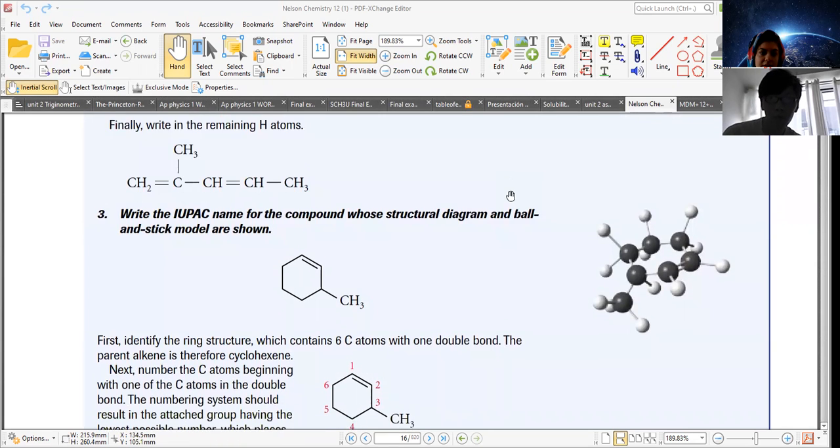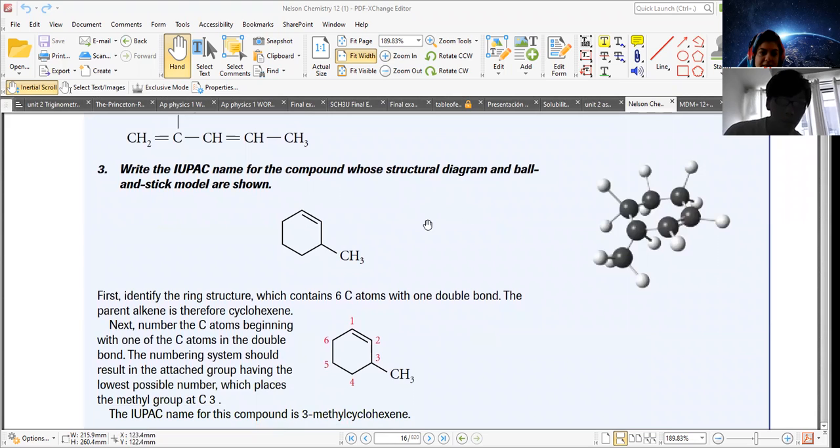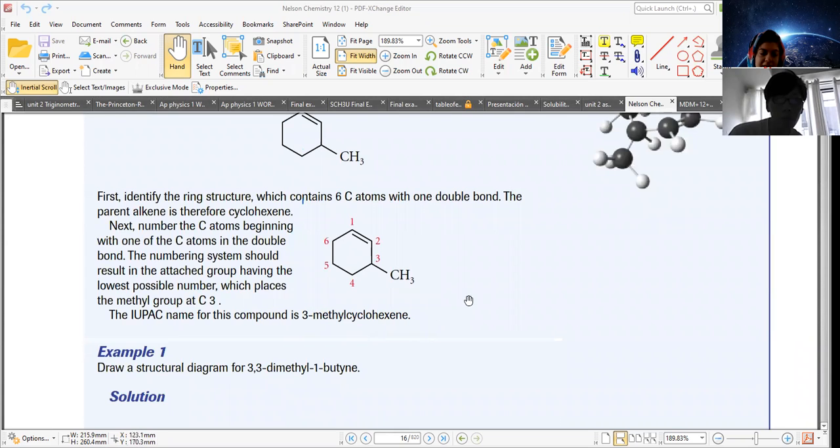Okay. This is, write the IUPAC name. Since we have a double bond, it's an alkene, but it's in a ring, right? You have 6 carbons around. There's going to be cyclohexene, because of course you have a double bond, alkene. Then always you put the first carbon to be the one that starts with the double bond. Then if you start here 1, 2, 3, on the third carbon you have methyl. The IUPAC name is going to be 3-methylcyclohexene. Any question?